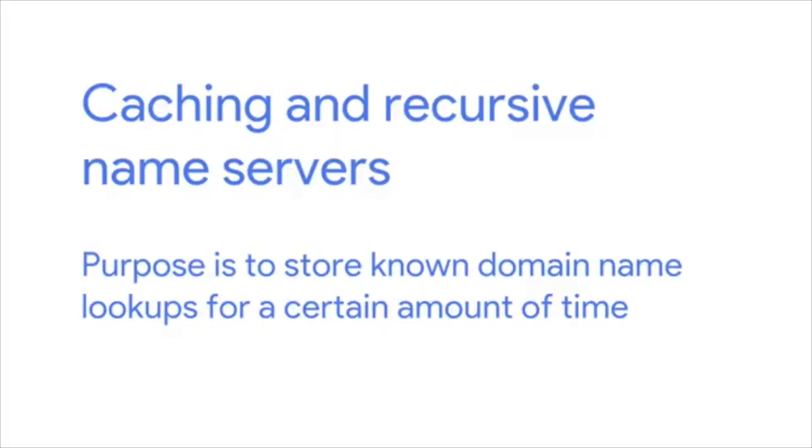As we dive deeper into these, it's important to note that any given DNS server can fulfill many of these roles at once. Caching and recursive name servers are generally provided by an ISP or your local network. Their purpose is to store domain name lookups for a certain amount of time. As you'll see in a moment, there are lots of steps in order to perform a fully qualified resolution of a domain name. In order to prevent this from happening every single time a new TCP connection is established, your ISP or local network will generally have a caching name server available.